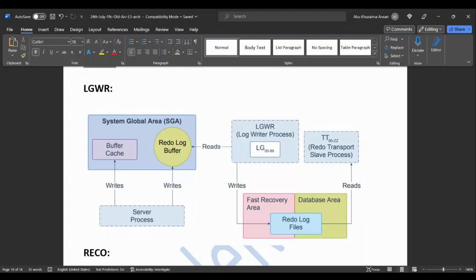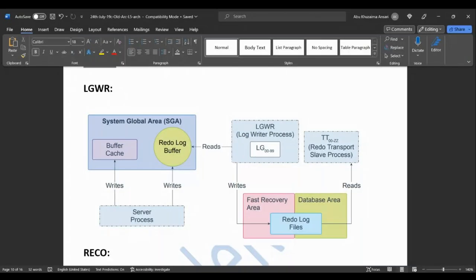LGWR handles the operations that are very fast. LGWR delegates and coordinates operations to the log writer worker helper processes. LGnn is the helper process which performs writing the redo from the redo log buffer to the redo log file and posting the completed write to the foreground process that is waiting. The redo transport slave process ships redo from the current online and standby redo logs to remote standby destinations configured for asynchronous redo transport. LGWR can run as a thread in the operating system, so remember this.